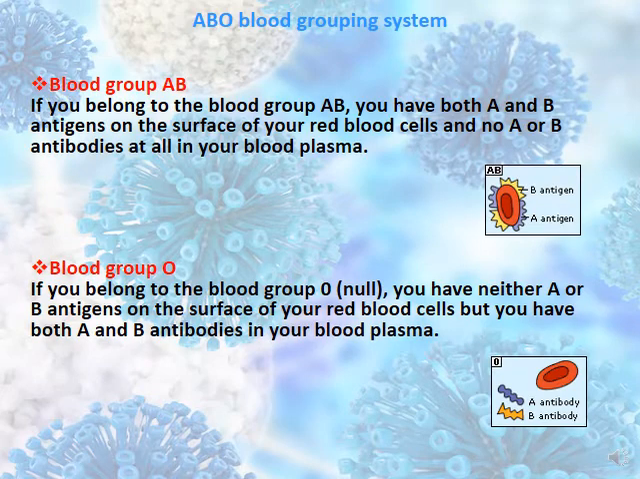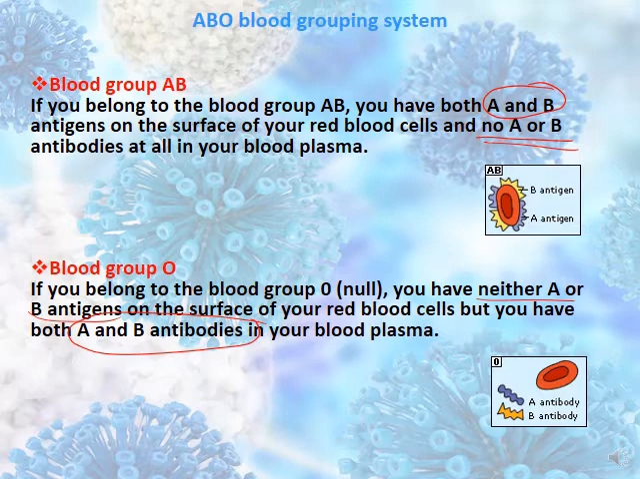Blood group AB, you have both antigens, A and B antigens, on the surface of your red blood cells, and there are no anti-A and no anti-B antibodies. Blood group O is called the null group, with neither antigen A nor antigen B, so no antigens A and B, but we have both antibodies in the plasma, both antibody A and antibody B.